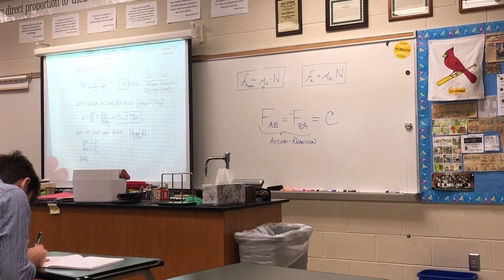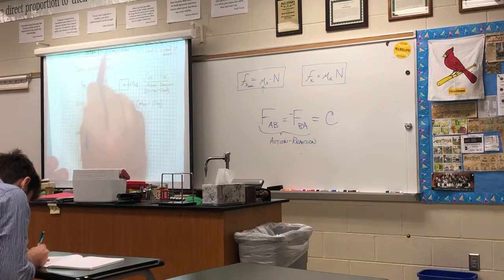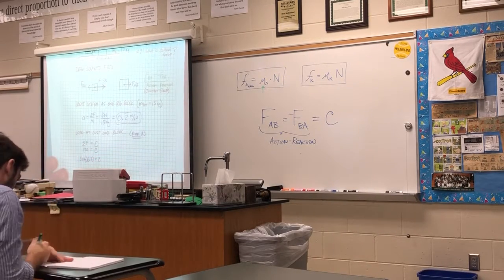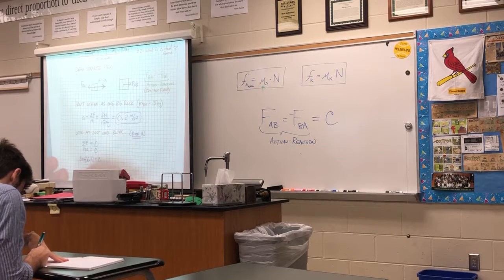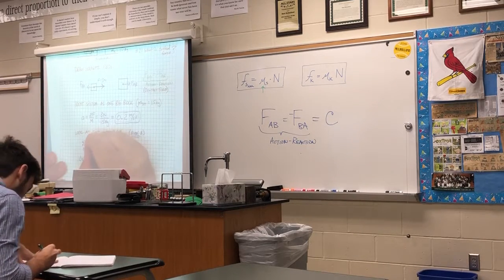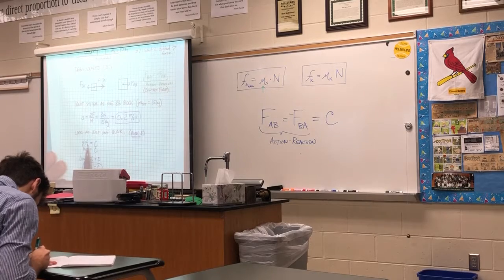Do we understand why it's 0.2? The blocks are together. They're both accelerating the same. 10 times 0.2 equals our contact force. What is 10 times 0.2? 2 newtons equals the contact force. That's the net force on block B.